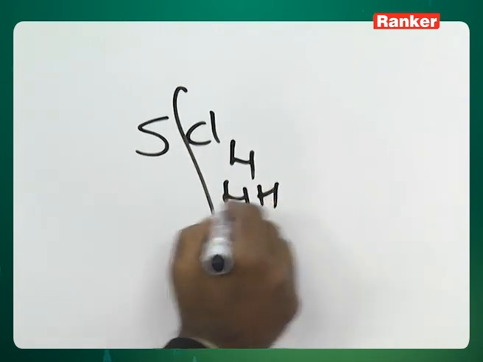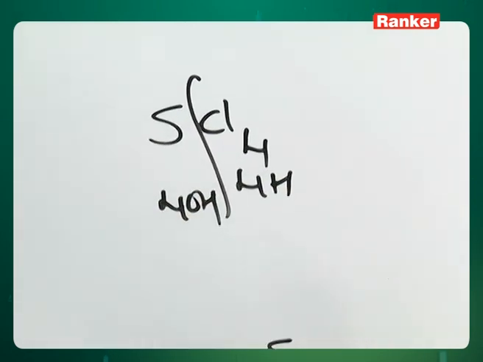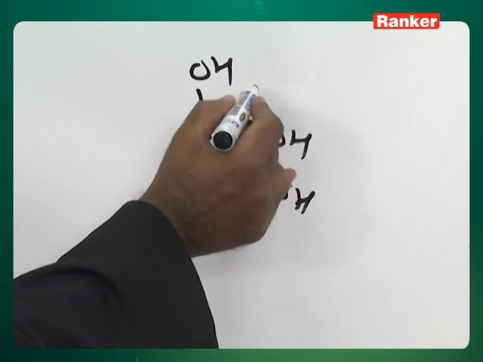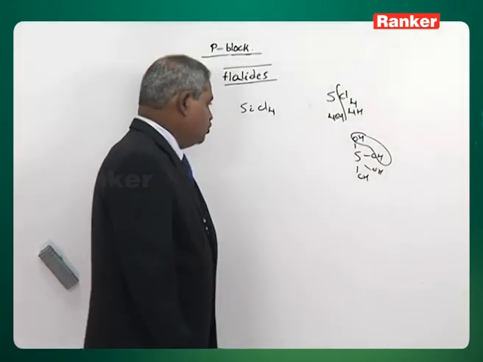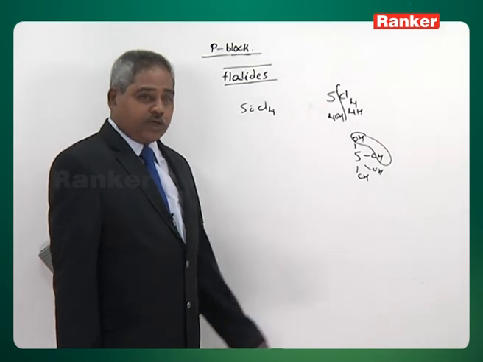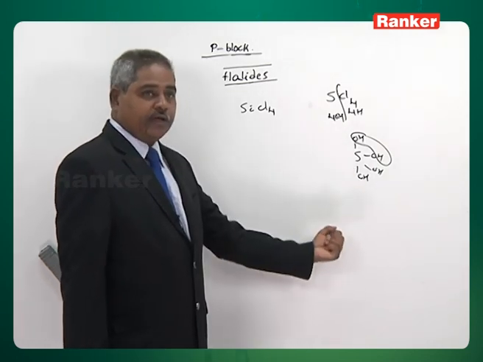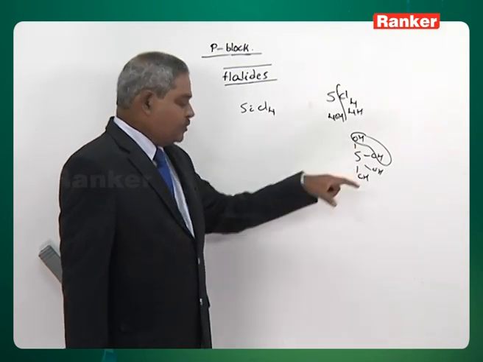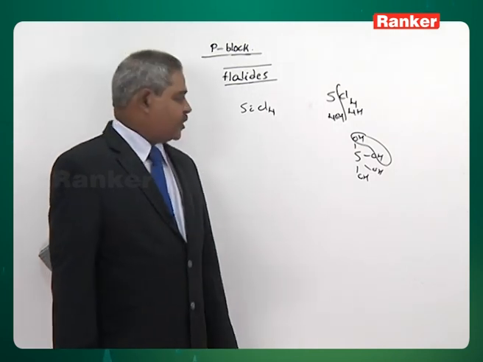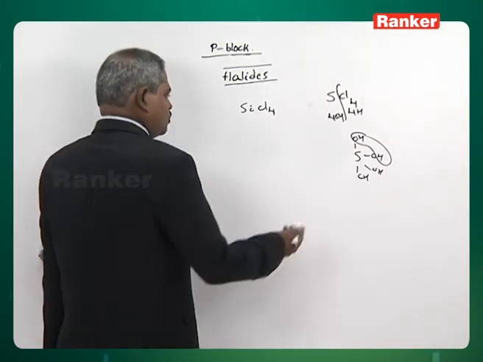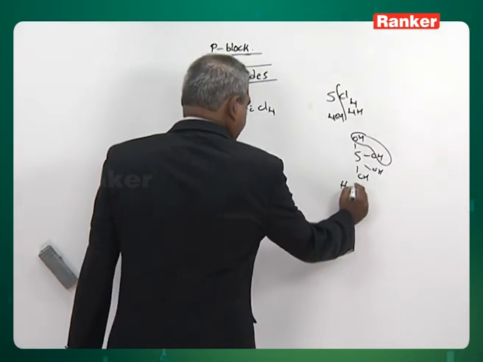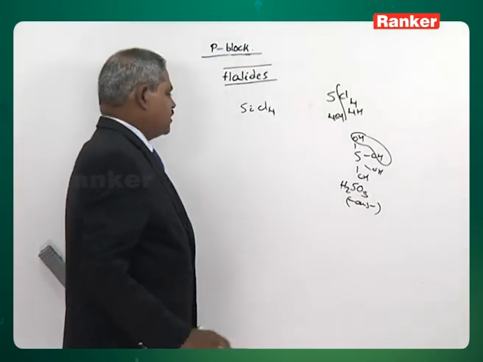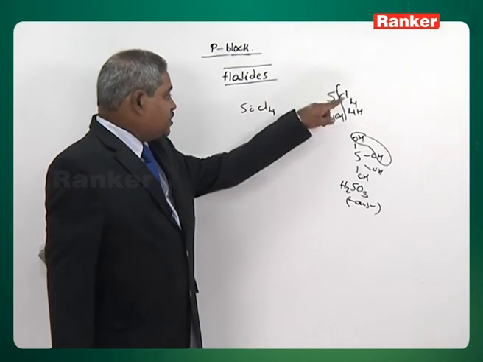Break the bond: 4H, 4OH. What should sulfur do with 4 OH groups? You know it can't handle more than 2 OH groups. Because OH groups are highly electron withdrawing, positive charge develops on the central atom, and because of the positive charges all around, due to repulsions, water is lost automatically. So you get H2SO3, sulfurous acid. SCl6 gives sulfuric acid. So, halides of the 6th group.